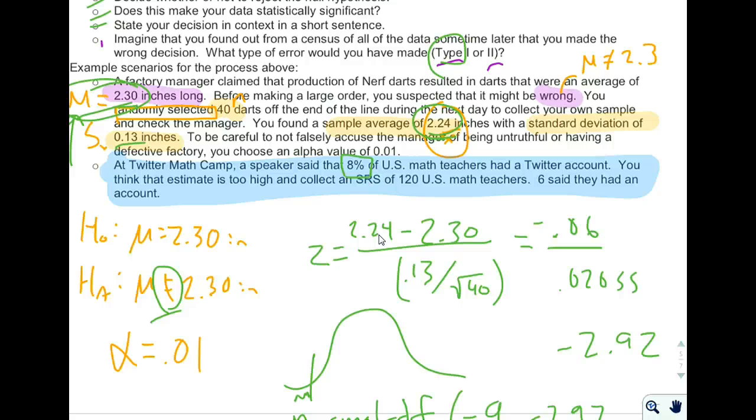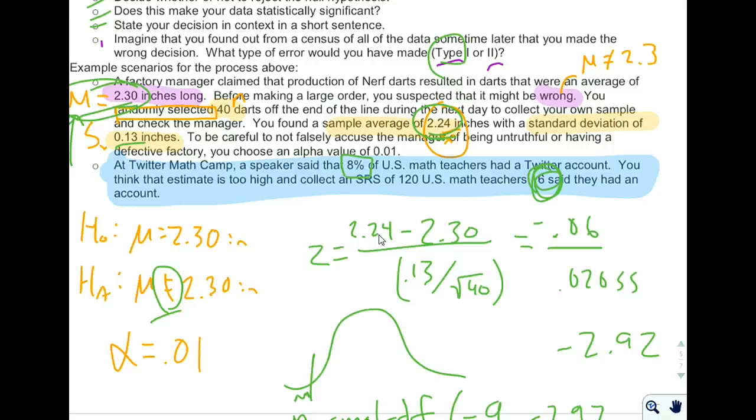One of the issues that will come up is when you check your assumptions, you don't have at least 10 successes and 10 failures. You have plenty of failures. You don't have 10 successes. You only have 6. So that might cause problems with your assumption that you have a normal curve for your sampling distribution.